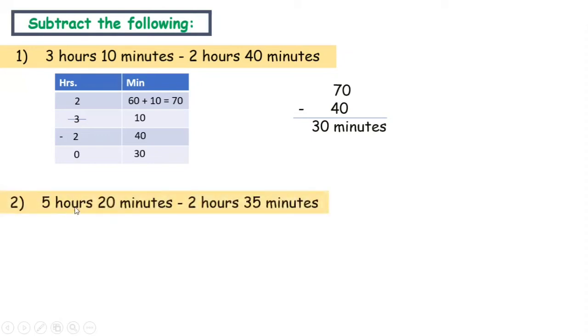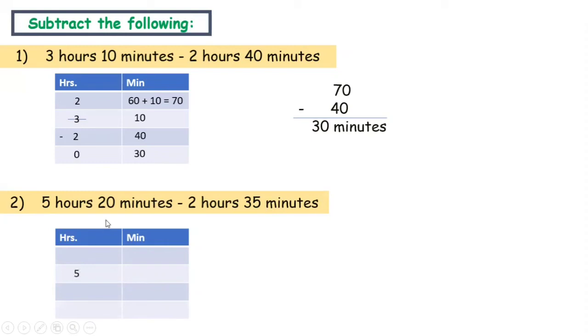We have been given 5 hours 20 minutes minus 2 hours 35 minutes. So first we draw the table with hours and minutes. We have been given 5 hours, so we write 5 in the hours column, 20 minutes, so 20 in the minutes column, minus 2 hours, so minus 2 in the hours column, and 35 minutes, so 35 in the minutes column. Now what do we do? We subtract 20 from 35, but we can't subtract 20 from 35 because 20 is the smaller number and 35 is the bigger number.